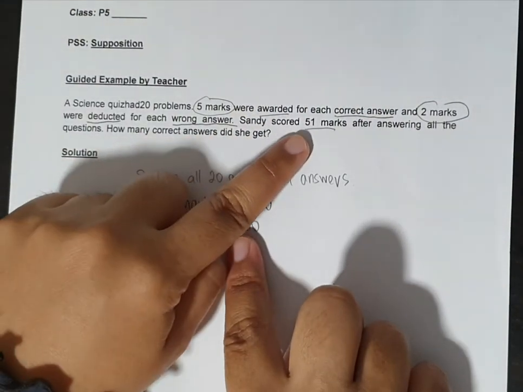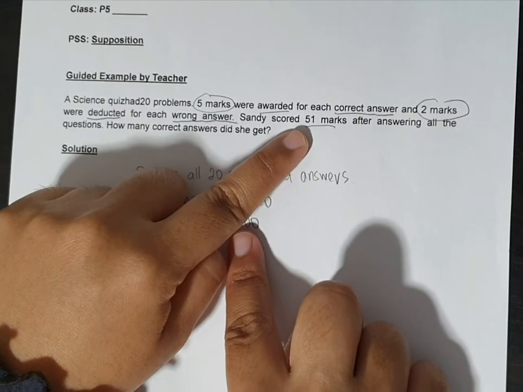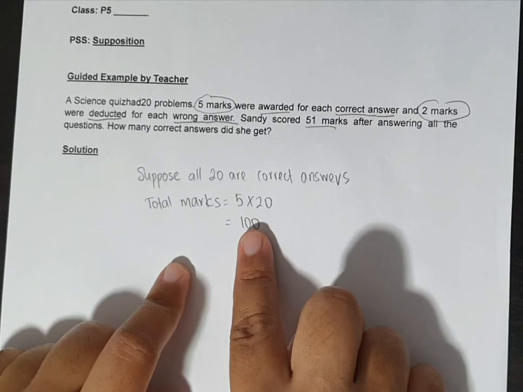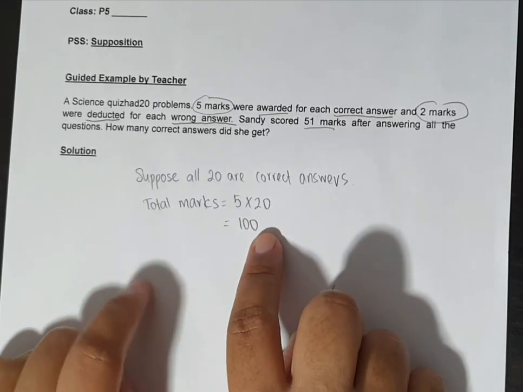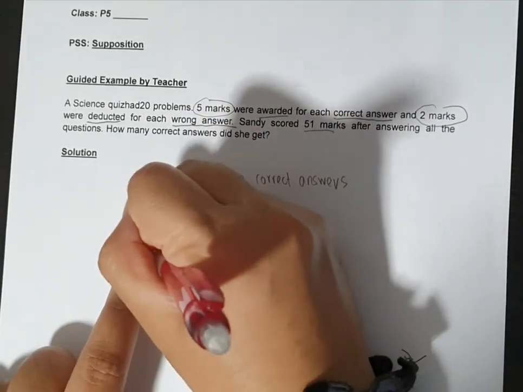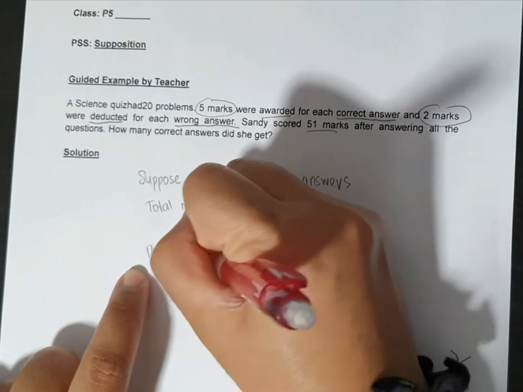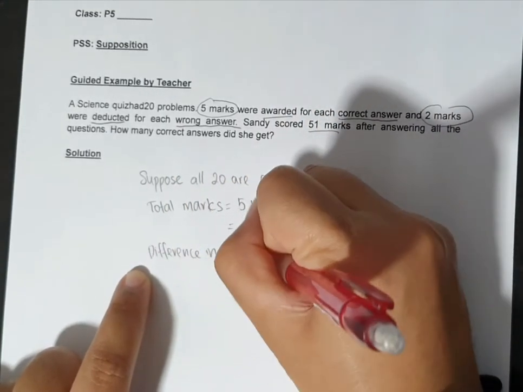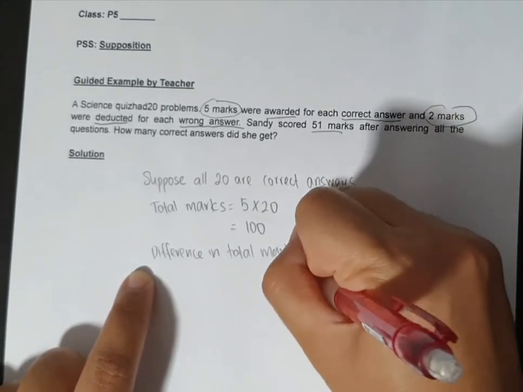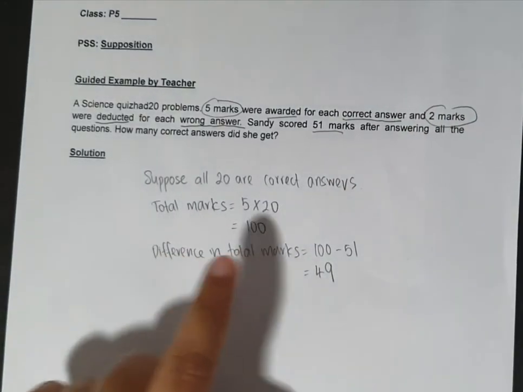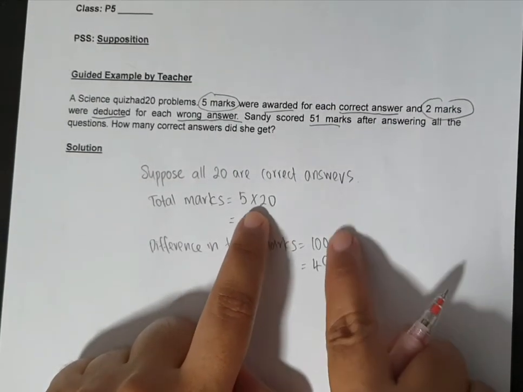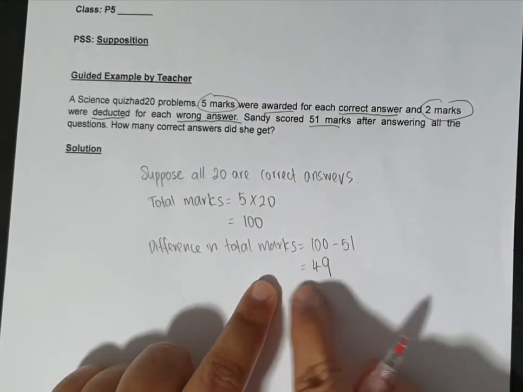Now, you notice Sandy scored 51 marks. What does it mean? It means that not all questions are correct. Some are definitely wrong, right? So now we're going to figure out the difference between this score and this score. So the difference in marks is actually 49. So what do we need to do? We need to drop the marks from 100 to 51 marks, and there is a difference of 49 marks here.